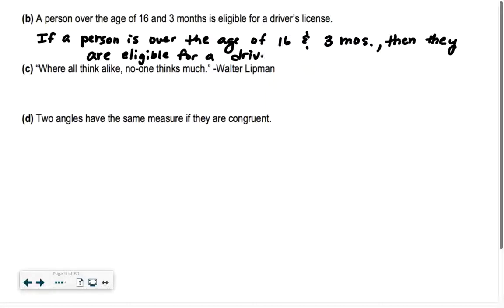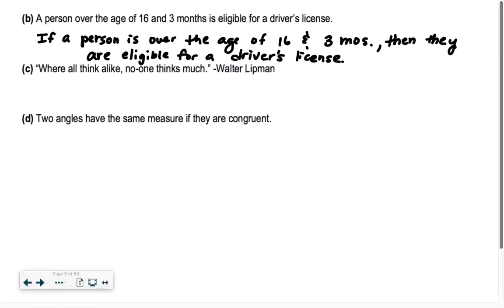My English teachers would be upset with me because I said if a person and then I said they on the other. I should say he or she or whatever. I should make them both plural maybe. If people are over the age of, we'll go with it. Don't tell your dad, Keegan.